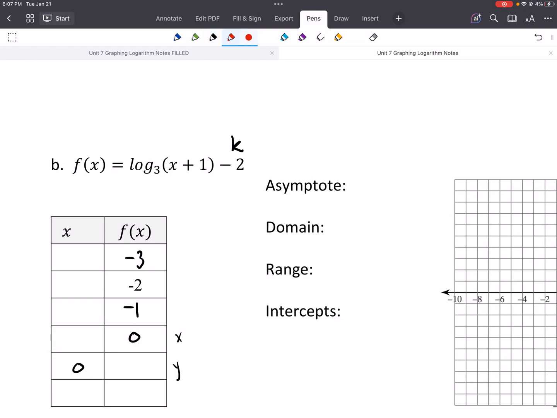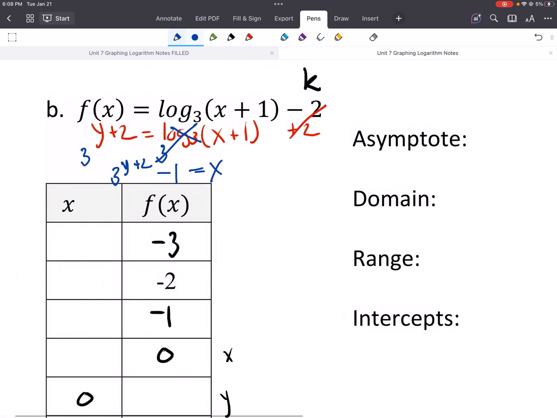So again, we'll switch it into exponential form. We'll say that's y. We would need to add 2, is equal to log base 3 of x plus 1. And then we will get rid of the log. Oops, that's 3. And then we'll have to subtract 1. So 3 to the y plus 2, minus 1, is equal to x.